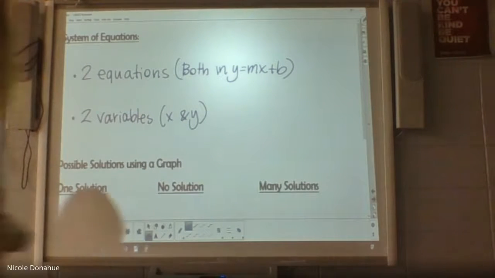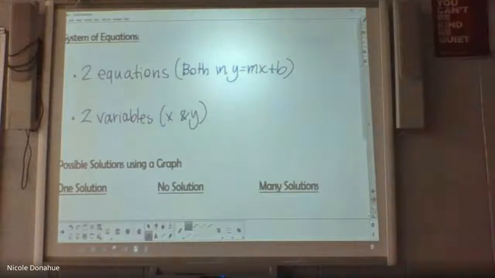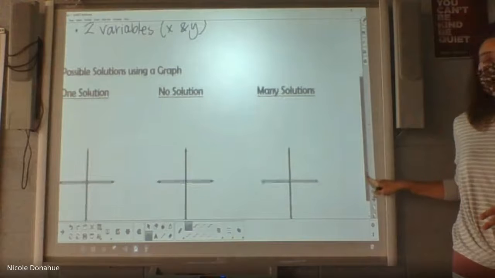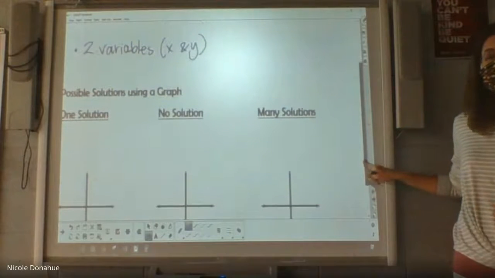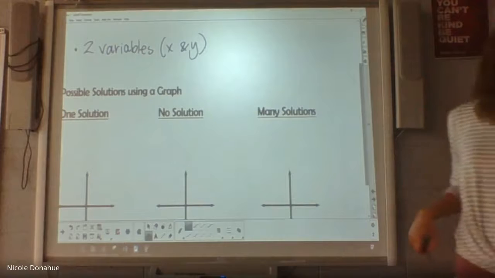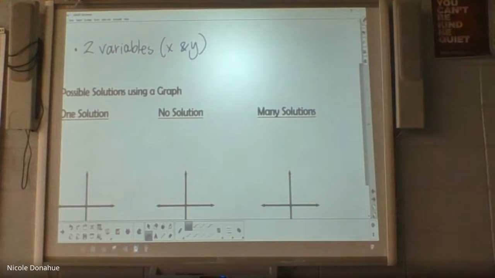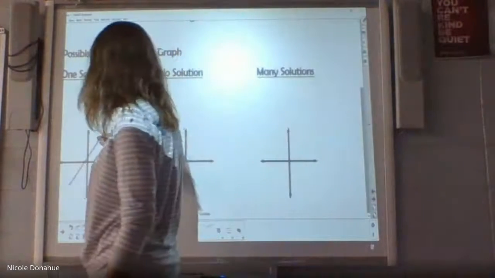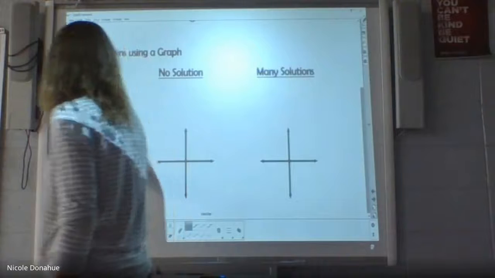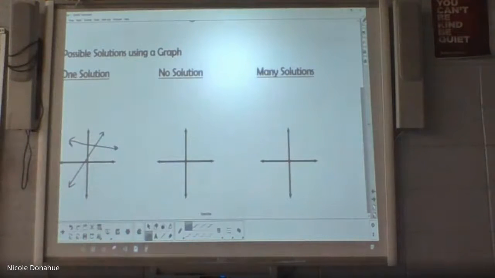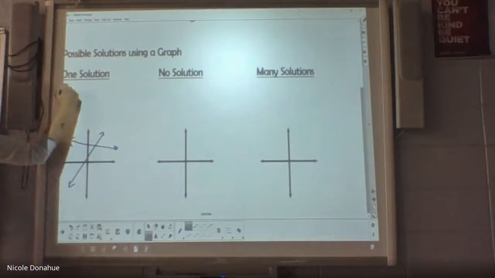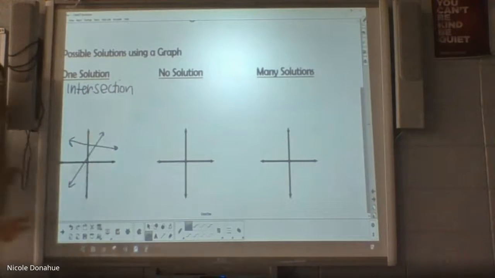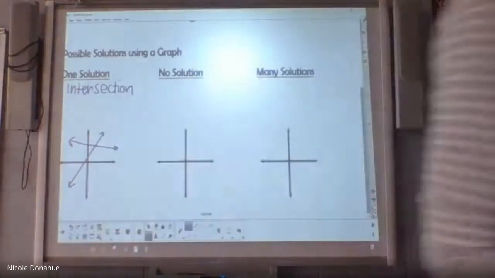If I have 2 lines on a graph, where would their solution be? Also on the graph. Yes, that's true. But specifically where on the graph? So if I have 2 lines, where would the solution be? Where they cross. So the solution is going to be at the intersection. It's where the x and y are the same. They have the same x and y.